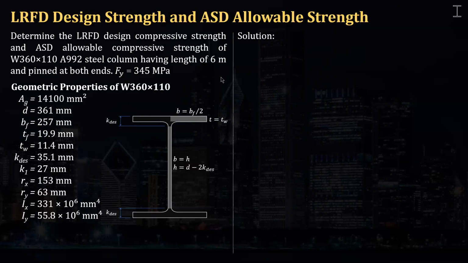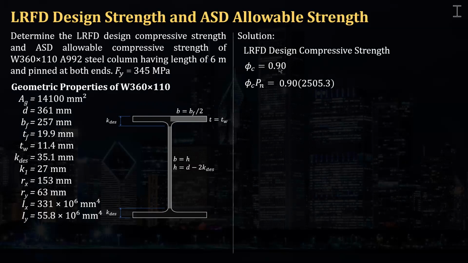How to calculate this? Since we already got the nominal strength, we know that the LRFD design compressive strength is equal to the product of the reduction factor phi sub c times the nominal strength P sub n. So the design compressive strength is phi Pn. For compression, phi is 0.9. So that is equal to 0.9 times 2,505.3, and that will give us 2,254.77 kilonewton. That is the design compressive strength.